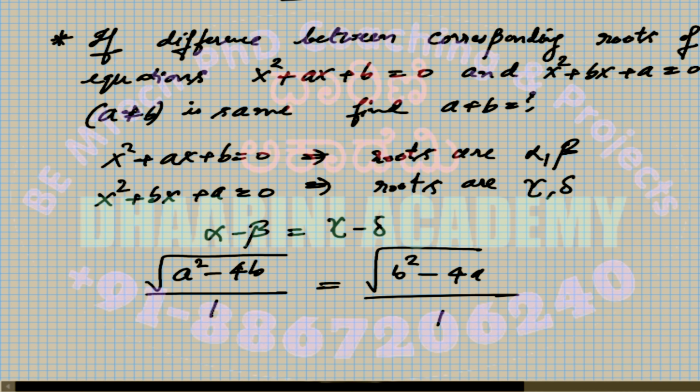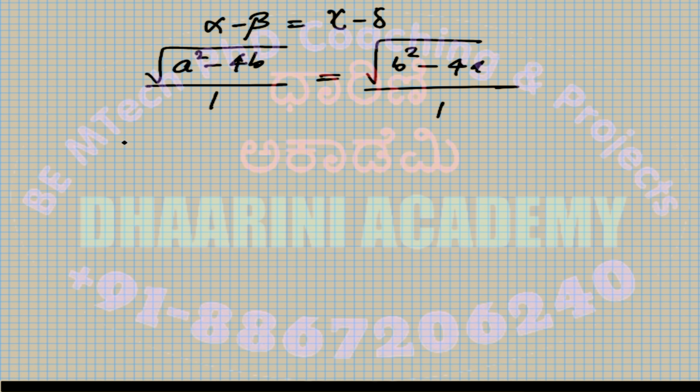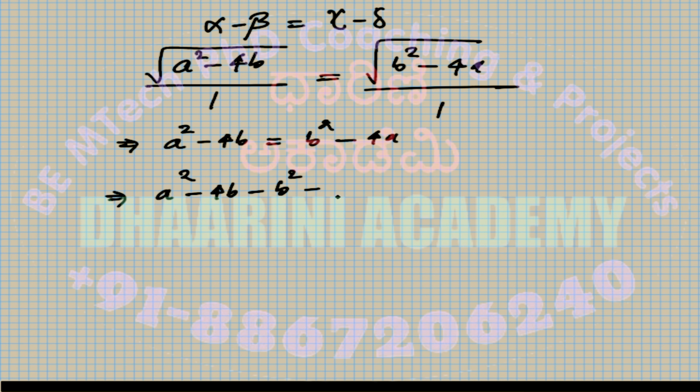Okay, squaring both sides, we get the following condition. This implies a square minus 4b should be equal to b square minus 4a. Let's bring the terms to the same side. This implies a square minus 4b minus b square plus 4a equals 0.